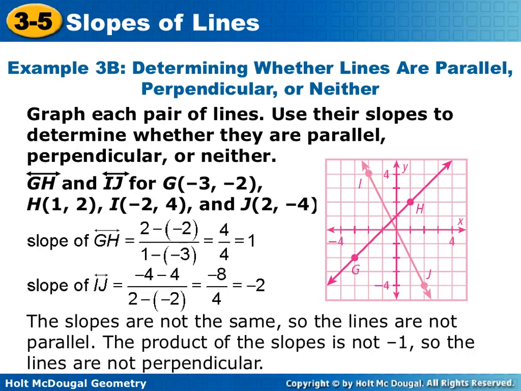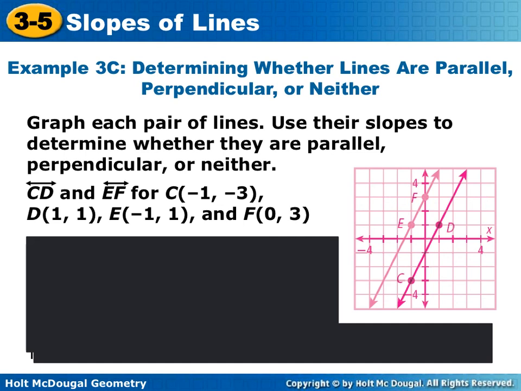If you did the slopes correctly, the slope of GH is 1, the slope of IJ is -2. So you got the opposite part, but they're not reciprocals. So here's an example where it's neither. It's not parallel, not perpendicular, so the answer is neither. Same thing as the last one, I'll have you do this one. Find the slopes of CD and EF, compare, and see if they're parallel, perpendicular, or neither. Go ahead, hit pause, and when you're done, hit play.